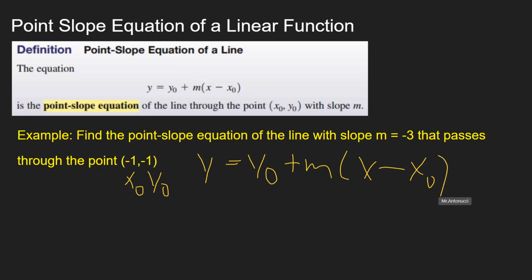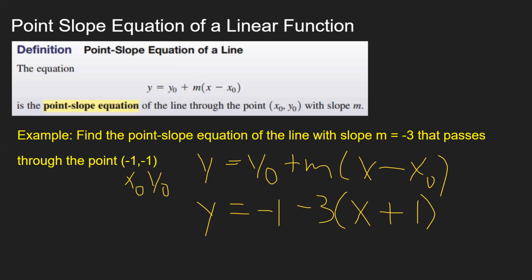Just fill it in. y equals, y naught is -1. Slope is -3, so -3, parentheses, x minus, x naught is -1, so subtract -1, and you would get plus 1 there. Now, you leave it like that because that's the point-slope equation of a line.